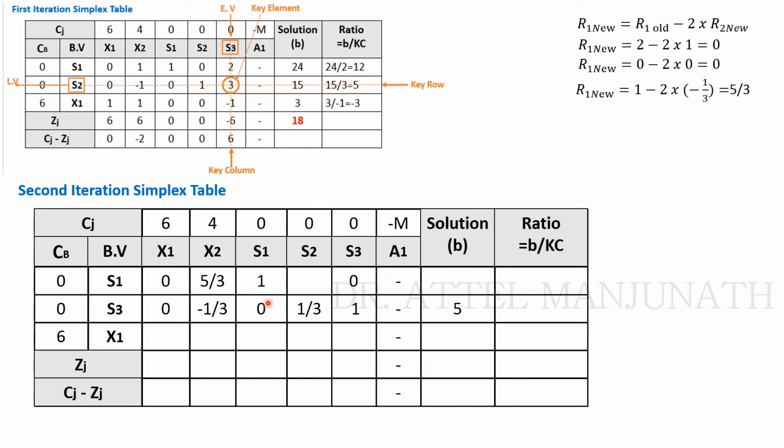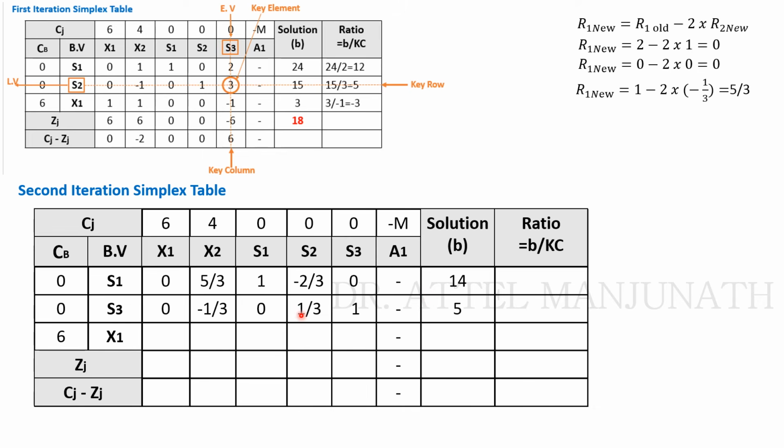Similarly, you calculate for the next one, that is the old value is 1 minus 2 into the new value, which is 0. So 2 into 0 becomes 0 and it will remain 1. The next value is minus 2 by 3, and the solution value is 24 minus 2 into 5, if you do, you will get 14.